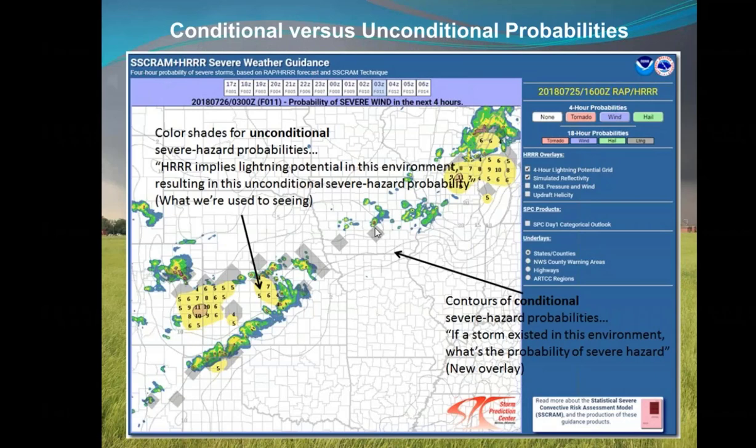We attempt to address that part of the problem with the unconditional probabilities, which are shown in the color fill over here. That's areas where the lightning potential from the HRRR is producing lightning output, effectively making those conditional probabilities unconditional through the depiction of lightning, where we have both the conditional environment as well as presence of lightning depicted.